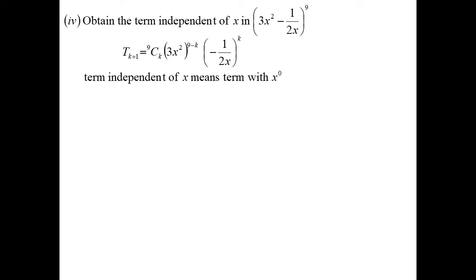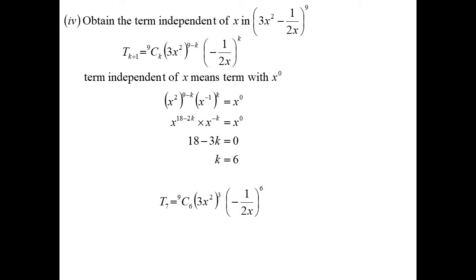The term independent of x. Well, that means it's the one that doesn't have an x, or another way of thinking about that, x is to the power of 0. So if I just look at the x's, x squared is to the power of 9 minus k, and then I've got 1 on x, which is x to the minus 1, to the power of k. And I want that to be x to the power of 0. Playing around with our index laws, that means that 18 minus 3k must equal 0, k is equal to 6.